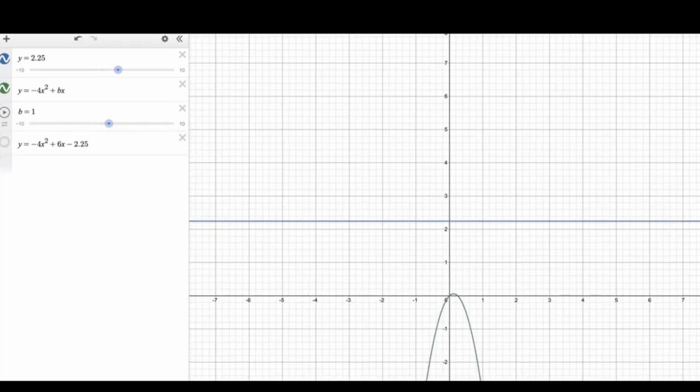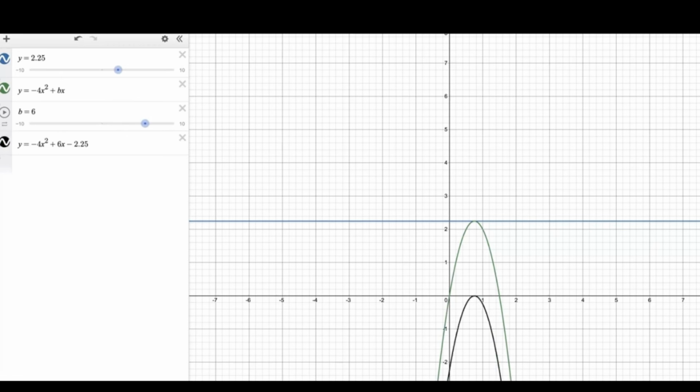So here we have the blue is the y equals 2.25, and then our y equals negative 4x squared plus bx is going to be our quadratic. So we want to just move the slider until it hits the vertex, until our parabola hits that line, right? So if we move this over, we can see that around b equals 6, it intersects, and the system intersects there at the vertex exactly. And so now that is a way you can easily figure out that b is equal to 6 in a matter of seconds.